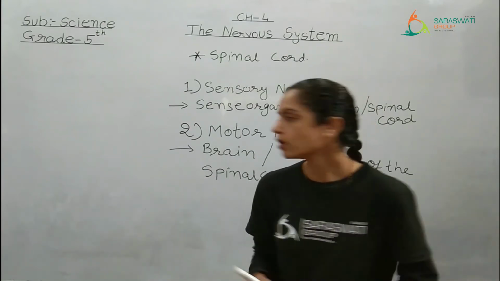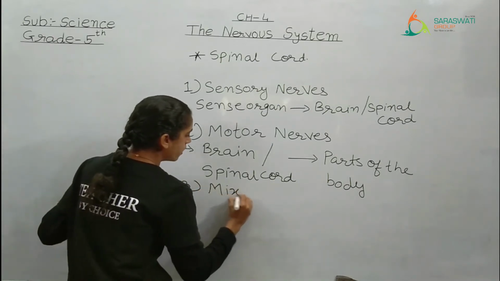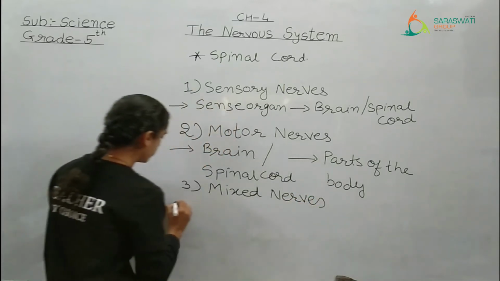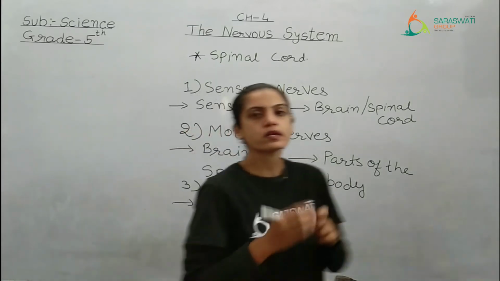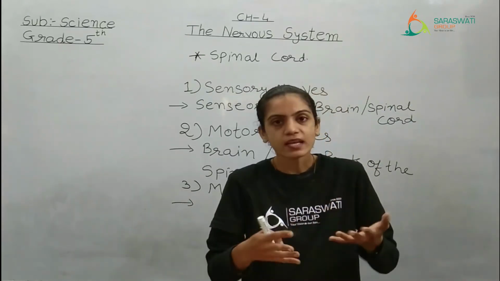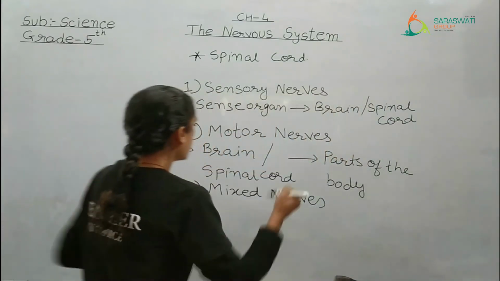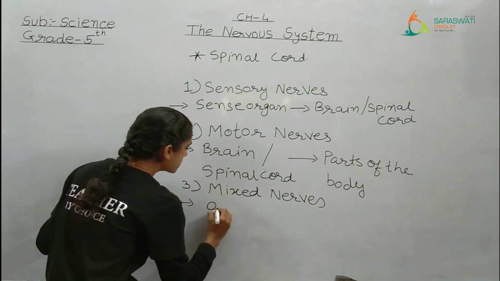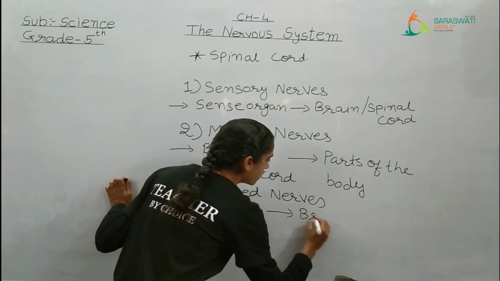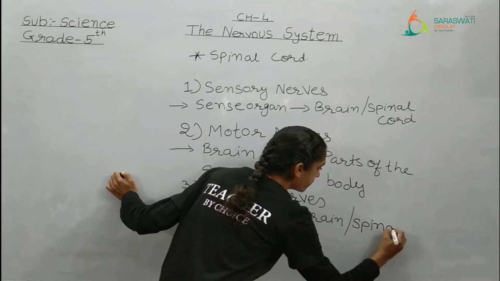Moving further to the third type, that is mixed nerves. Now, these types of nerves work in both directions. Now, you may have a question: direction here? Yes. Direction here means the mixed nerve will take the message from the organ and pass it to the brain or spinal cord. Right? This is the first direction.